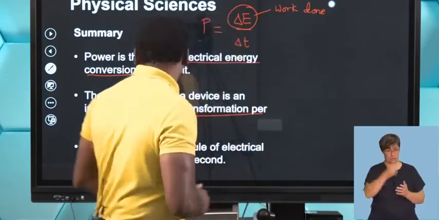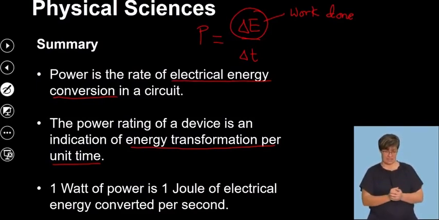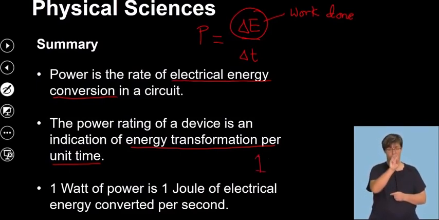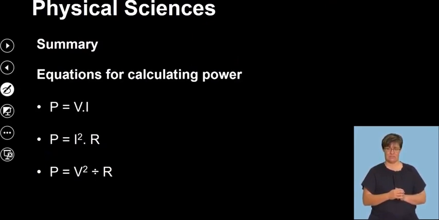Very, very important, which takes us to the next point, which says a watt of power is 1 joule of electrical energy converted per second. So mathematically, we are still saying 1 watt of electrical power is equal to 1 joule of electrical energy converted for every second. So that's the main idea. Now, let's go back to the equations that we used.